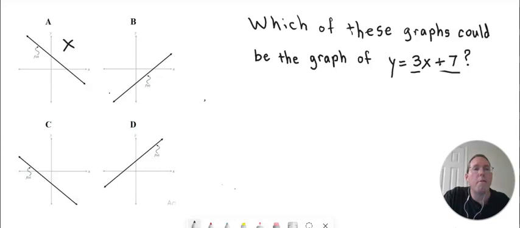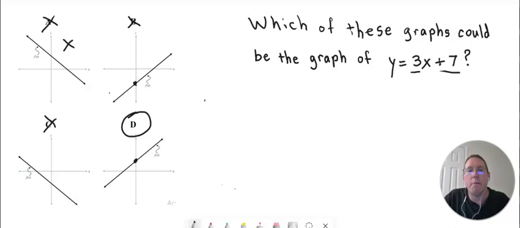This one, well, let's put it over the A. There we go. That one's out. This one's out because it also has a negative slope. So it's either D or B. But look, B has a negative y-intercept, and therefore this one's out. But this one has both a positive slope and a positive y-intercept. So it's very possible that D could be the graph of 3x plus 7. It really is that simple, okay?